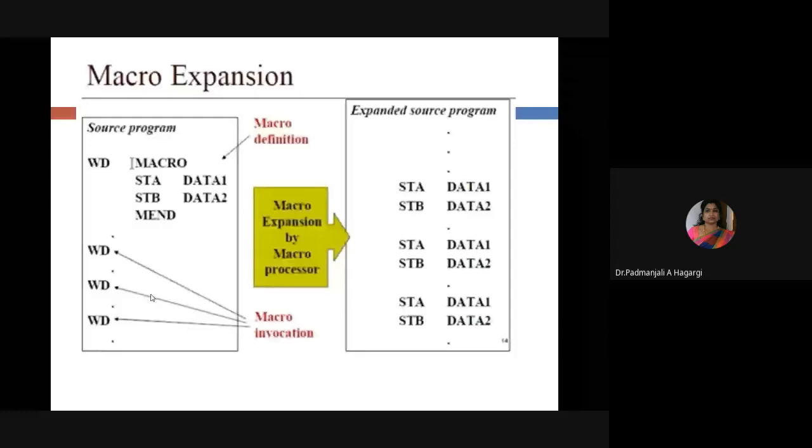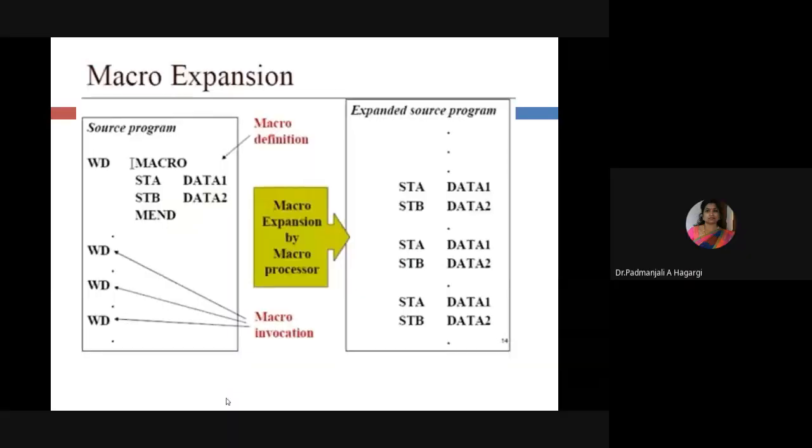So in one pass assemblers, what happens? Every macro must be defined before it is called. So overall, one pass assemblers follow something like this: whatever the definitions of a macro are, they are defined first, before calling. This is as usual.